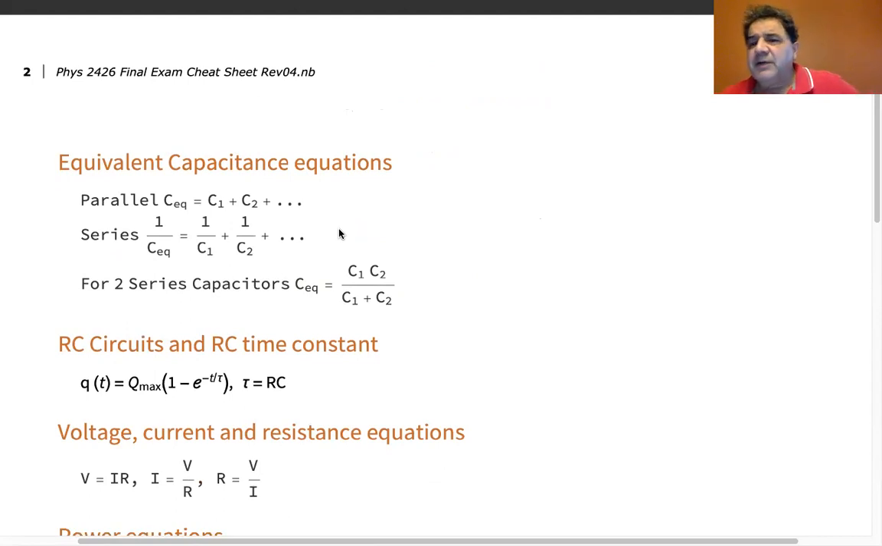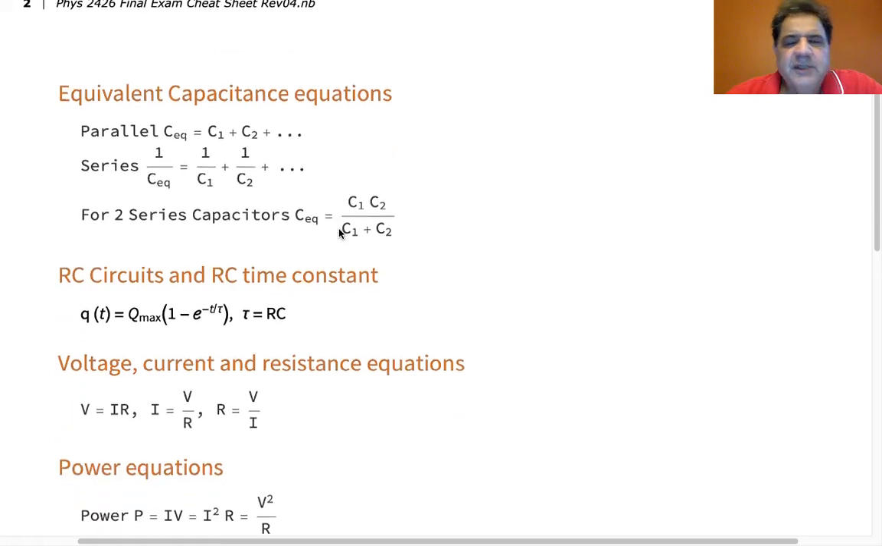Now, if they're in series, the reciprocal of C equivalent is equal to the sum of the reciprocals of all the capacitors. So in order to get C equivalent, you have to take the reciprocal of that value, because it's given as 1 over C equivalent. Now, if you have two capacitors, you can use the shortcut: C equivalent is equal to C1 C2 divided by C1 plus C2.